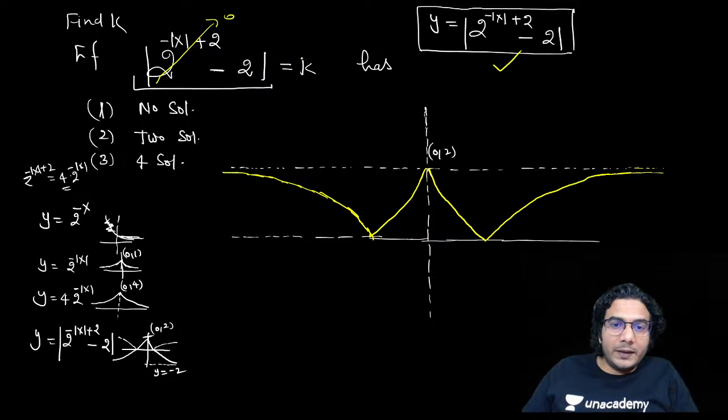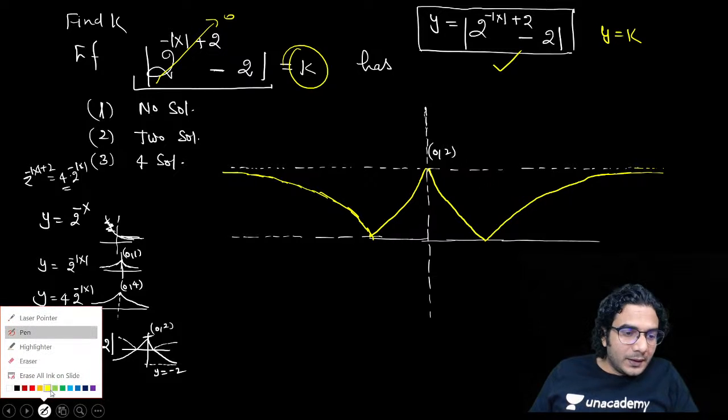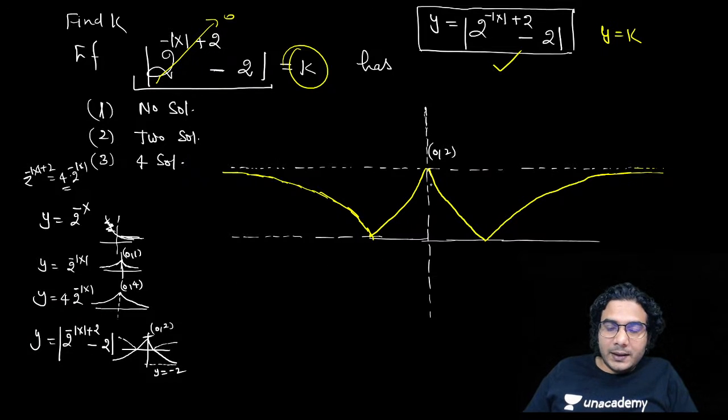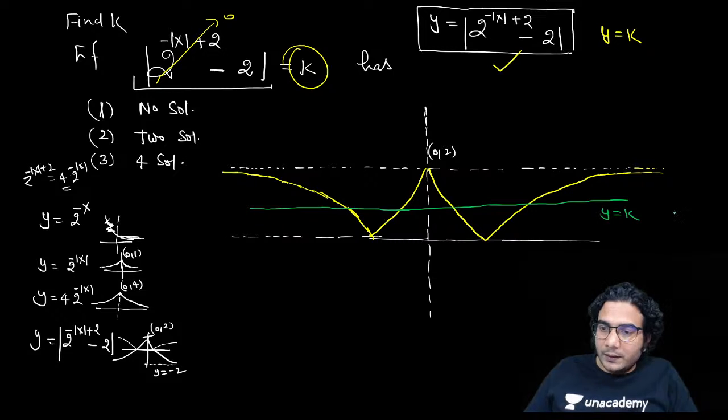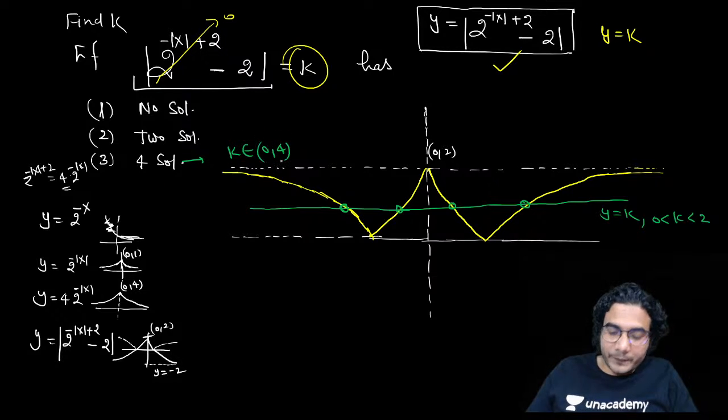Now, second, we are going to plot y is equal to k. So y is equal to k is a constant line. If k lies between 0 and 2, then you can see this is the y is equal to k line. When k is between 2 and 0, you can see this horizontal line will cut this graph at 4 points. So you will have 4 solutions when k belongs to 0 to 2. I hope it is clear.